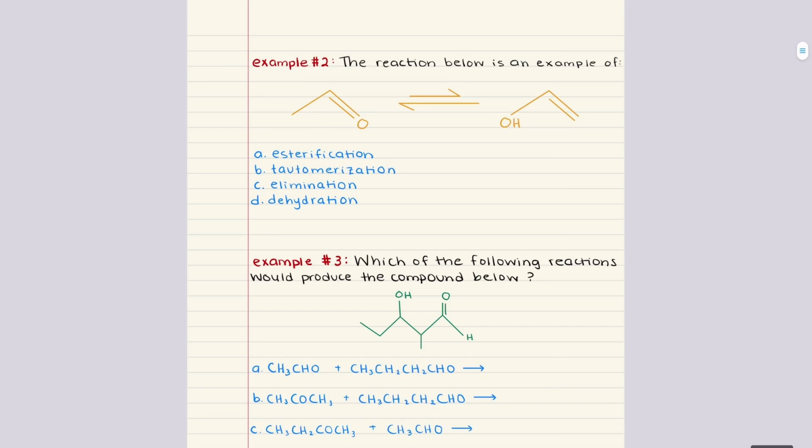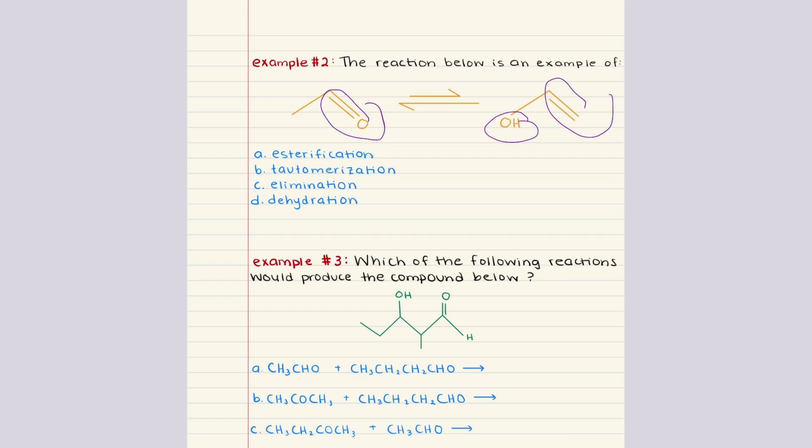Problem 2 says, the reaction below is an example of blank. We're given a reversible reaction where a compound with a carbonyl group, specifically an aldehyde, is in equilibrium with a compound that has both an alcohol group and a carbon-carbon double bond. This transformation involves the migration of a proton and a shift in the position of a double bond. This is a textbook example of tautomerization, specifically keto-enol tautomerization.